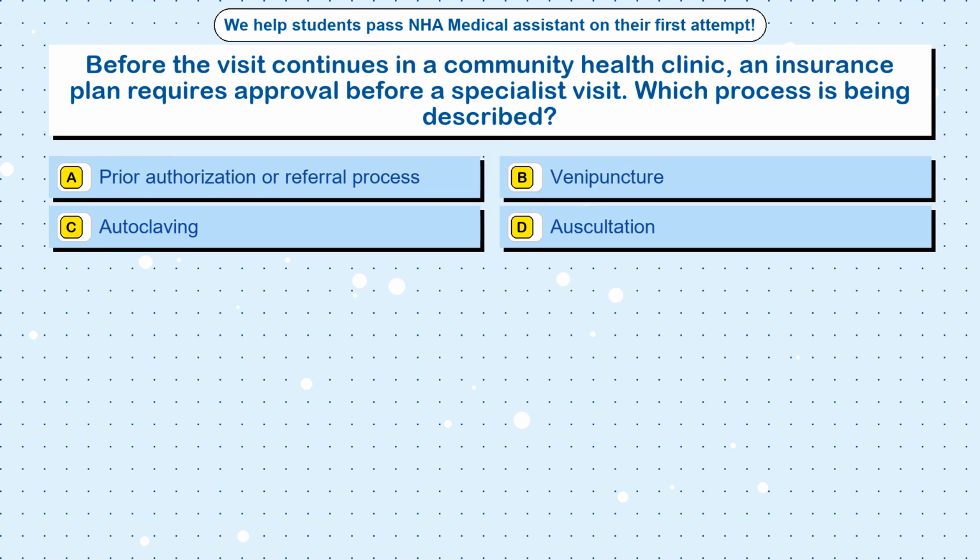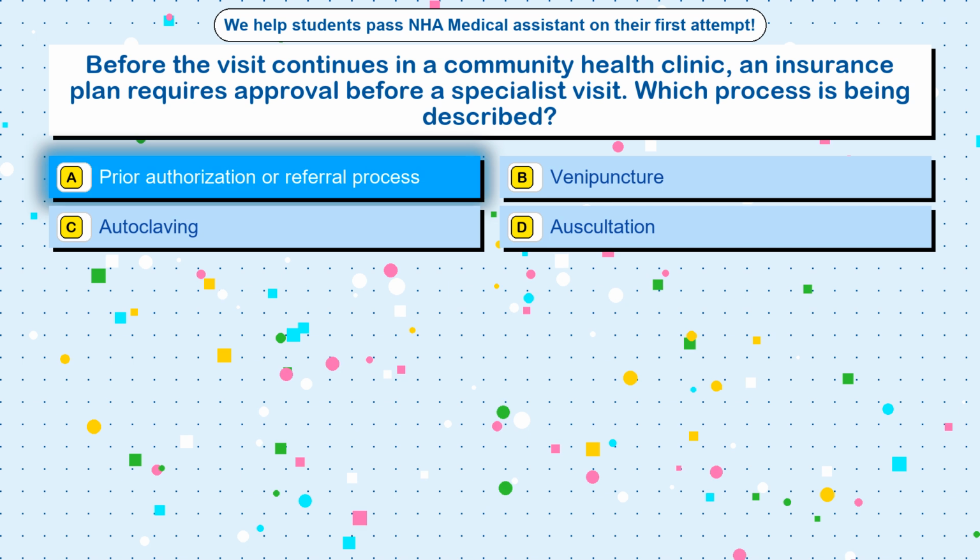Question 80. Before the visit continues in a community health clinic, an insurance plan requires approval before a specialist visit. Which process is being described? Option A, prior authorization or referral process. Option B, venipuncture. Option C, autoclaving. Option D, auscultation. The correct answer is option A, prior authorization or referral process.